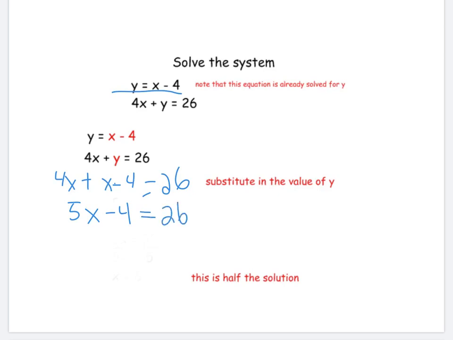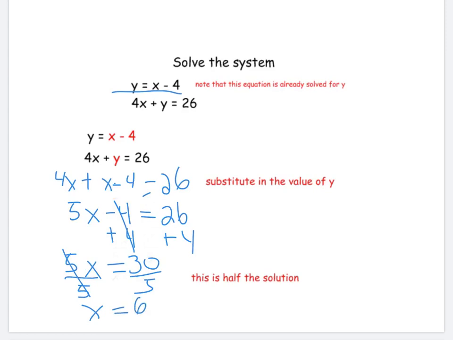If I was going to solve this equation now, I'd have to start by isolating the x. So I want to add 4 to both sides of my equal sign. Minus 4 plus 4 cancel each other out. I'm left with 5x, and then 26 plus 4 is 30. The last thing I would do would be divide both sides by 5. These 5s would cancel each other out, and I'm left with x being equal to 30 divided by 5, which is 6. So now we know that the value of x in our system of equations is 6.